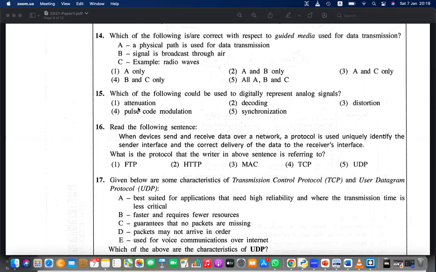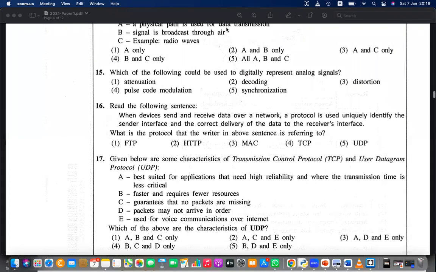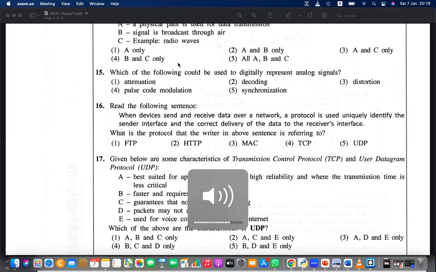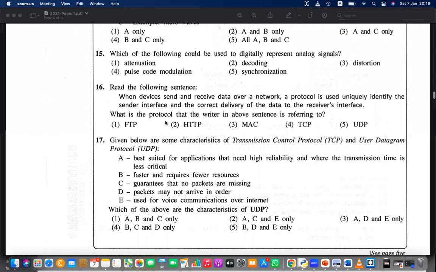Then, which of the following could be used to digitally represent analog signals? Today, we are going to finish this MCQ discussion as much as possible. From the next day onward, my plan is to discuss structured, semi-structured, and essay parts before the examination. So you have to be ready for that. Try to finish this as much as possible for today.